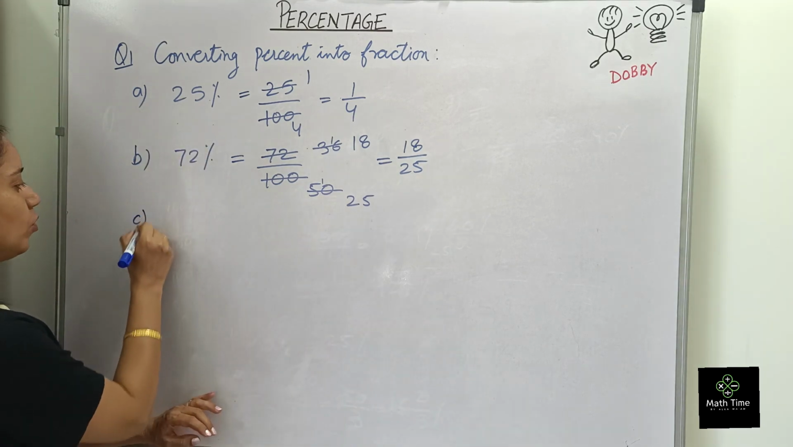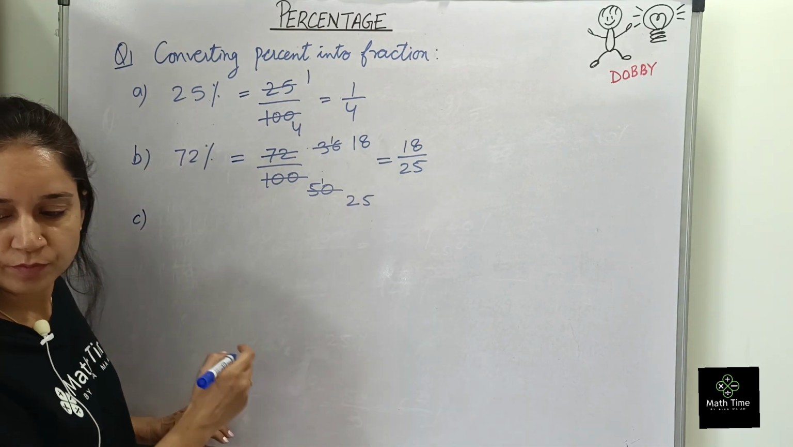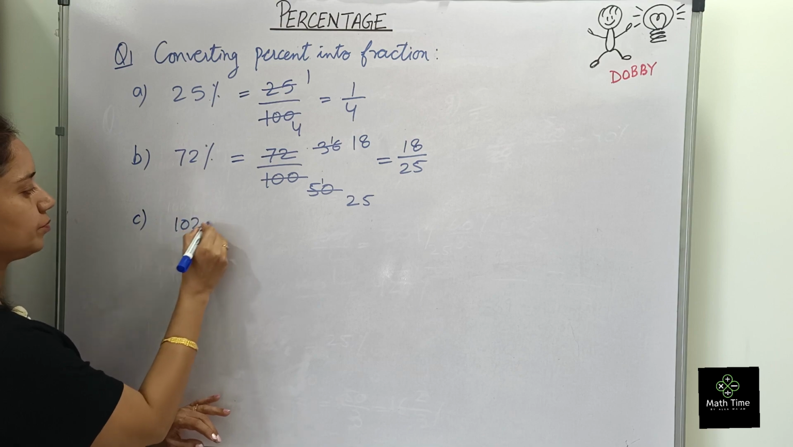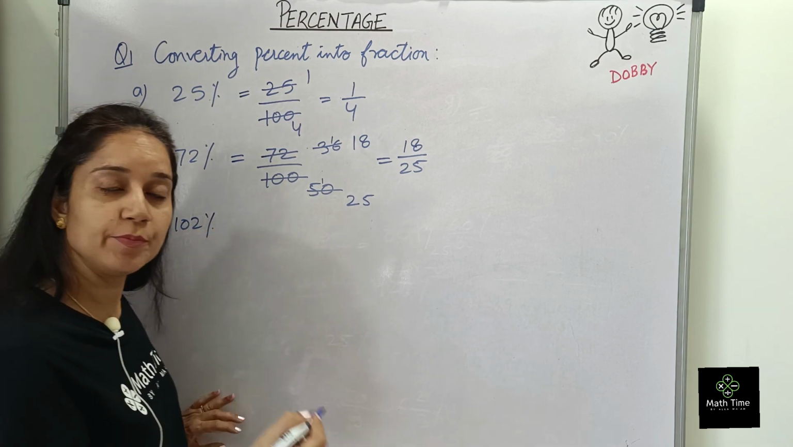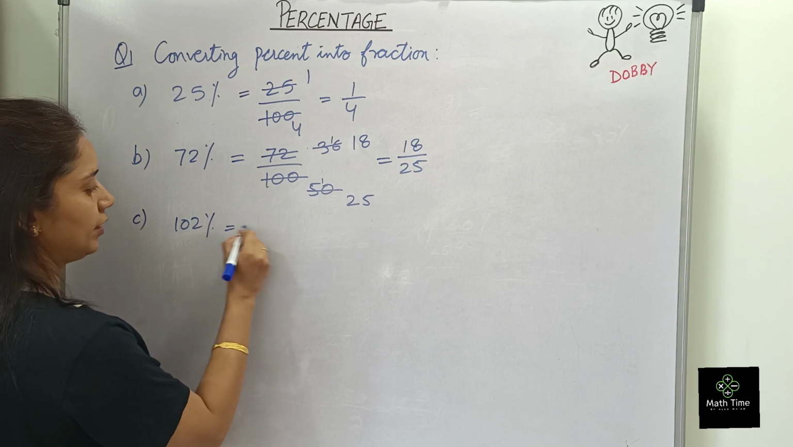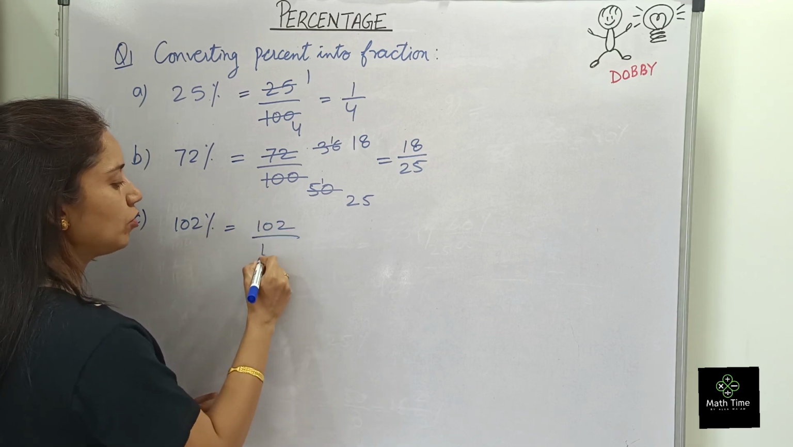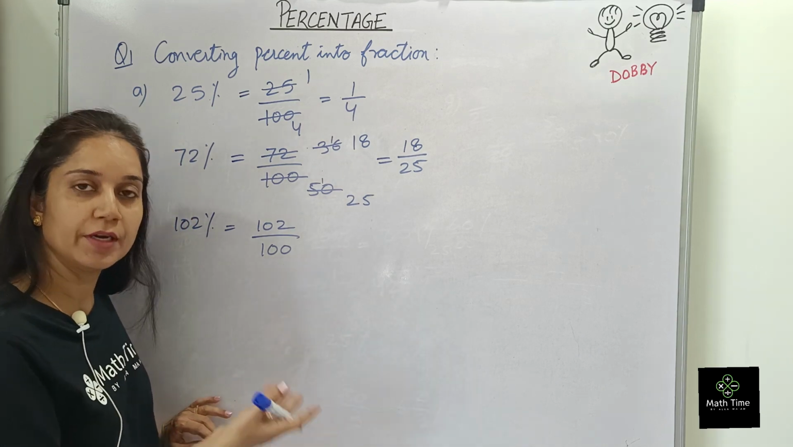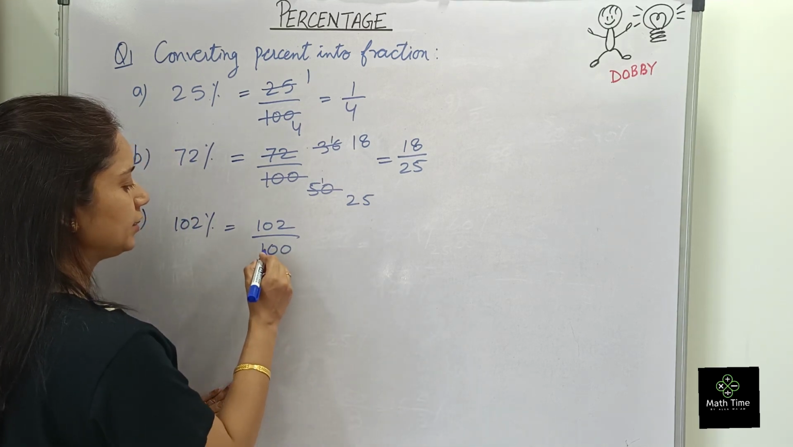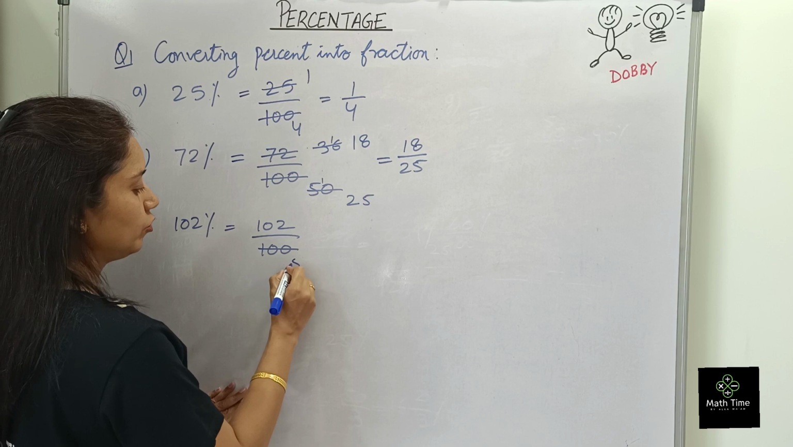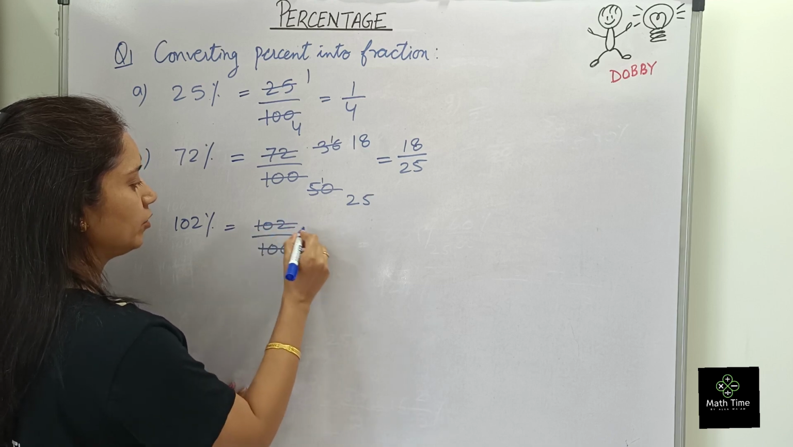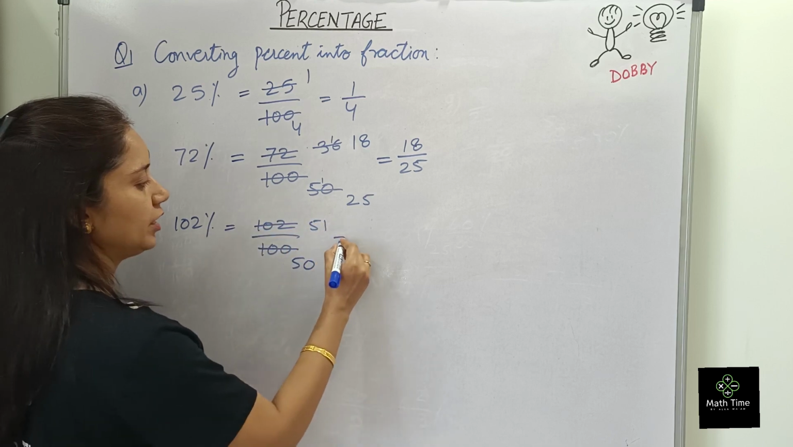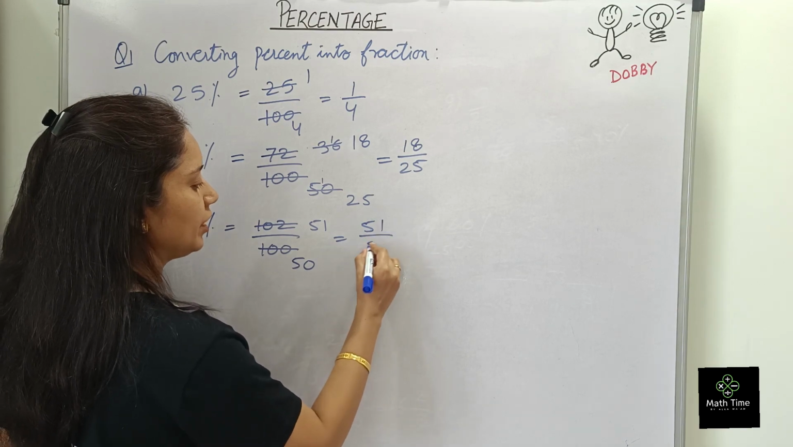If we see one more part, suppose you are having 102%. That means 102 out of 100. Now 102 out of 100, you can see here it is improper. More than the denominator, improper fraction. Do the cuttings. 2 5s are 10, 1 0 at the back. 2 5s are 10, 2 1s are 2. It becomes 51 upon 50.